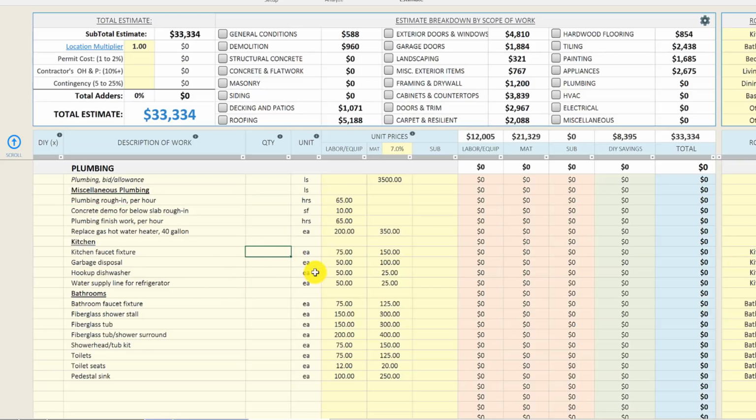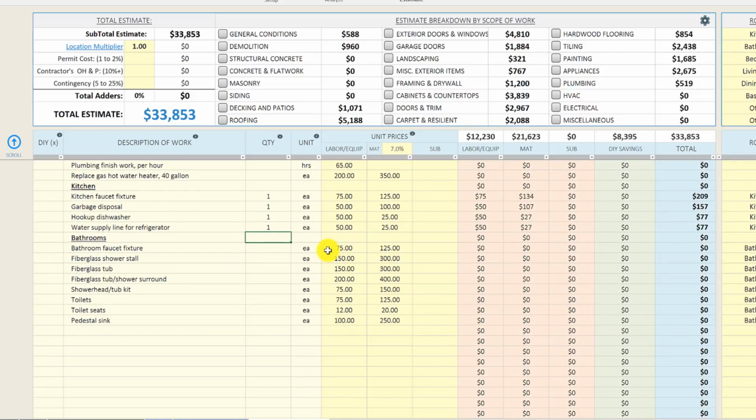So we've got kitchen faucet fixture. We'll want to install a new kitchen faucet fixture. It's going to depend. You can buy a faucet fixture from $100 to $200. On this property, I think it was around $125. We also wanted to install a new garbage disposal. We'll need our contractor to actually hook up the dishwasher and also provide a water supply line, so we've got some budgets in there for the contractor to do that.